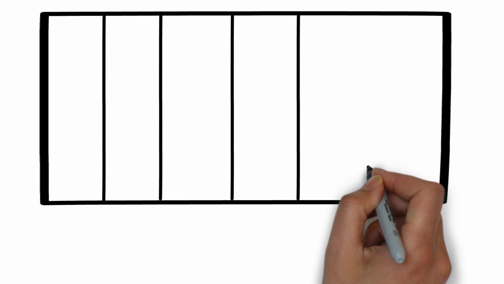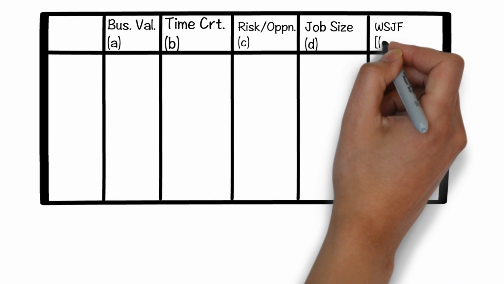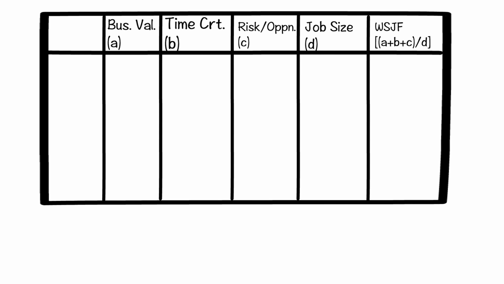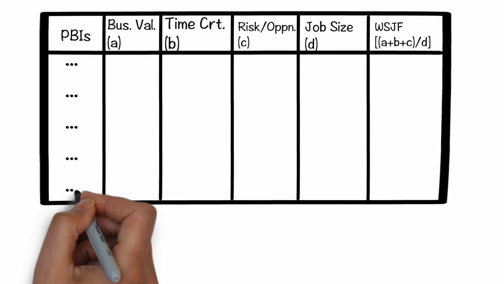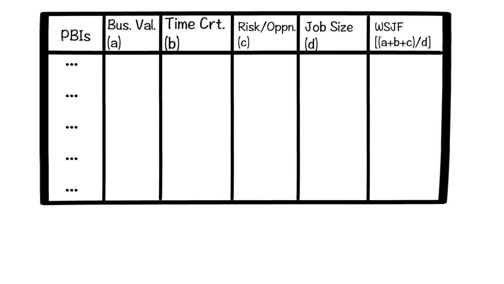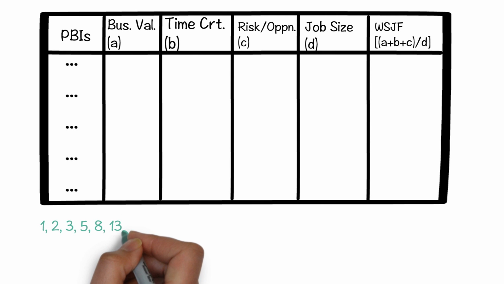To start with, you would create a table with business value, time criticality, risk or opportunity, and job size, and list down all the PBIs. Once the PBIs are listed, you would then start with the business value and rate that column for all the PBIs. The rating is usually done using a Fibonacci series, that is 1, 2, 3, 5, 8, 13, etc.